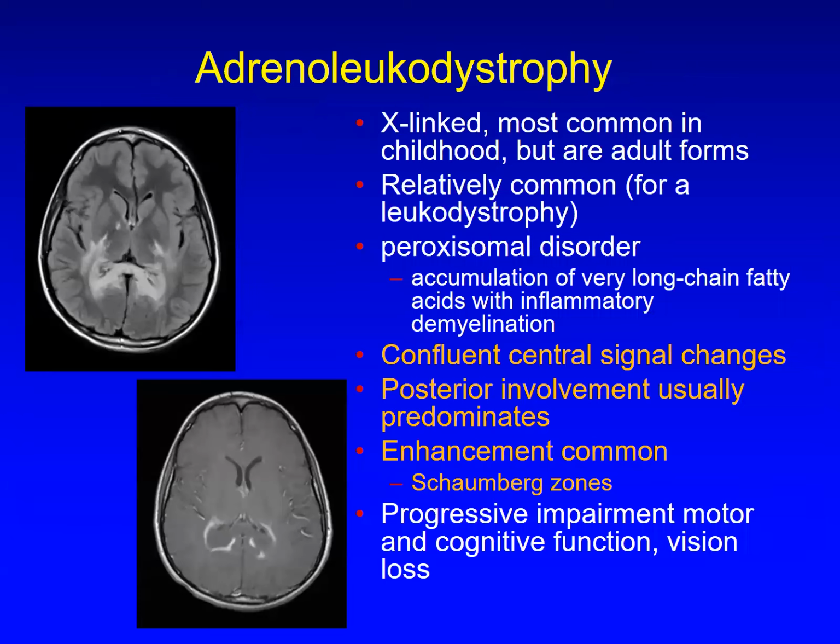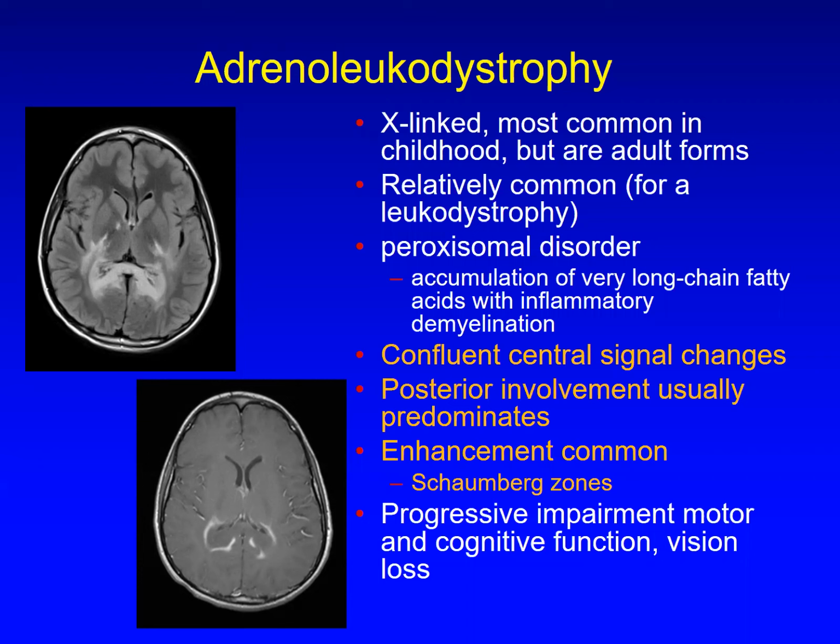So this is probably your second most common leukodystrophy. It's relatively common considering these are all really uncommon disorders. It is also X-linked. It's most common in childhood, although there are some adult forms that have been described. This is a peroxisomal disorder, so you get an accumulation of long-chain fatty acids that have an inflammatory demyelination associated with it. So the imaging appearance of these is, again, confluent central signal changes, has a much more posterior predominance than metachromatic leukodystrophy, which sometimes can be a little bit posterior, but not this striking.